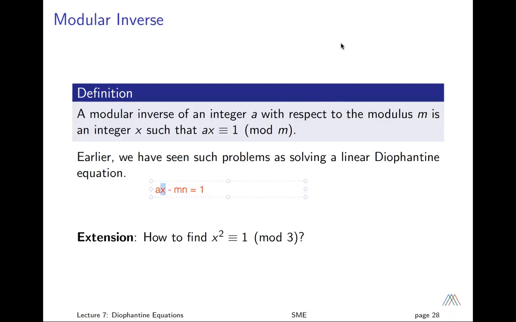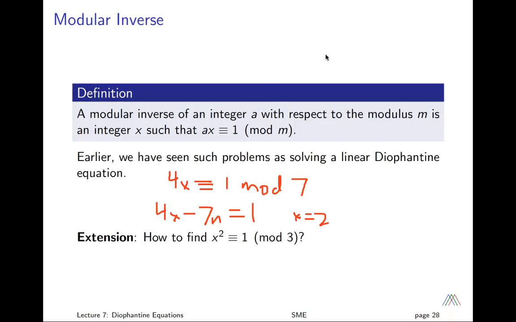So we could do an example here. Let's say we have 4x is equivalent to 1 mod 7. Then this would be the same thing as 4x minus 7n is equal to 1. We can use the Euclidean algorithm here and find that x is equal to 2. Then we could plug it back in to check, and indeed 8 is equivalent to 1 mod 7.